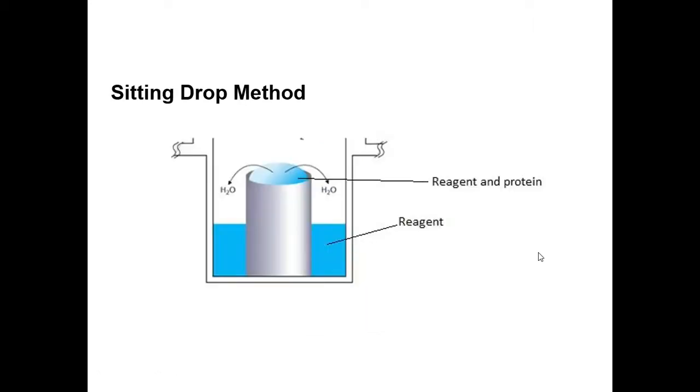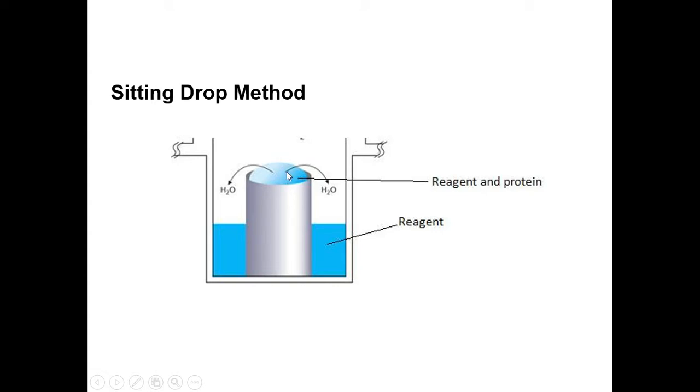Sitting drop is another method, works the same way. The difference is instead of the drop going on your cover slip, the drop goes on this little post, and there's a little depression in here that the reagent and the protein sit in. And the idea is that the water will diffuse out of this into the reagent, and it will force crystals to develop inside of this drop.